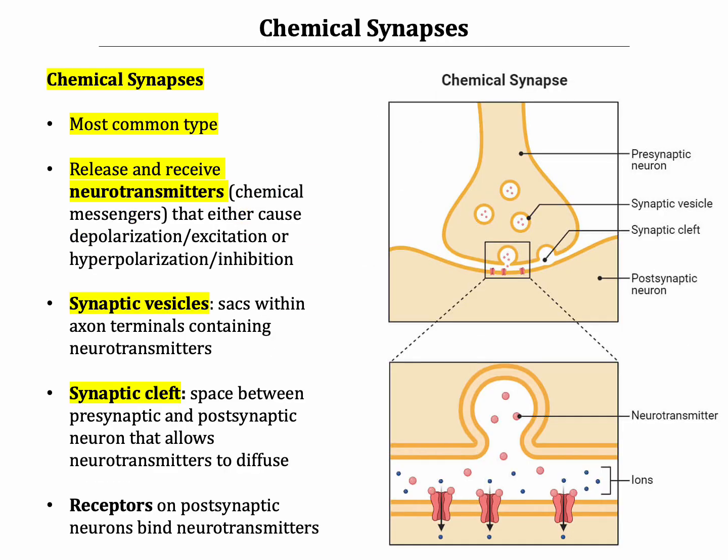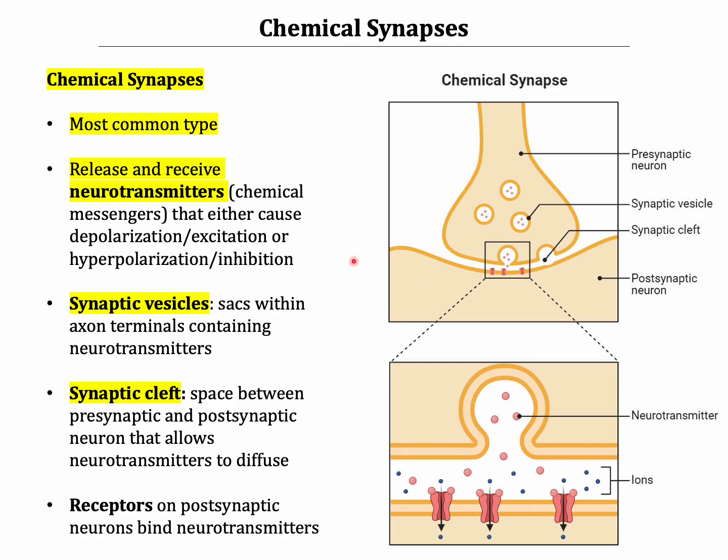Chemical synapses are kind of the standard synapse. So very common. You have a presynaptic neuron and some postsynaptic cell, and there's neurotransmitter being released. That's why they're called chemical synapses.